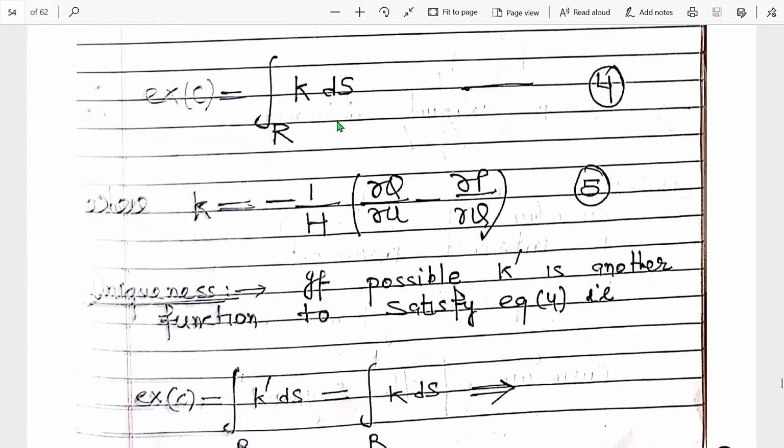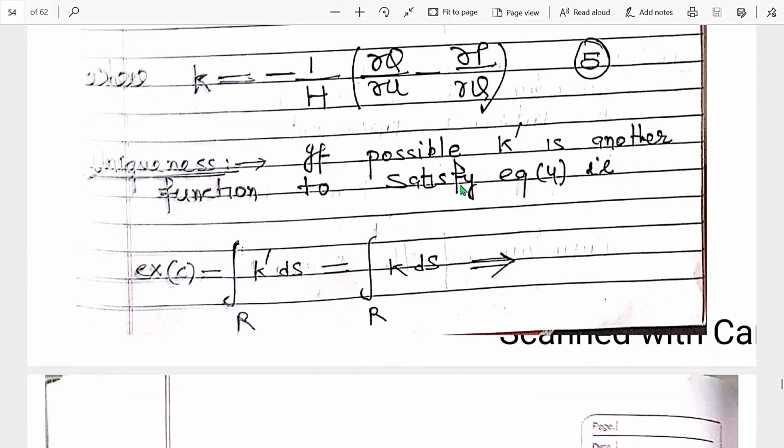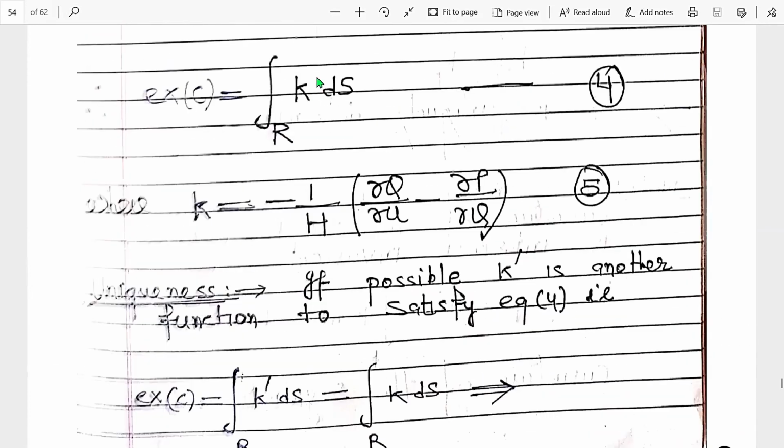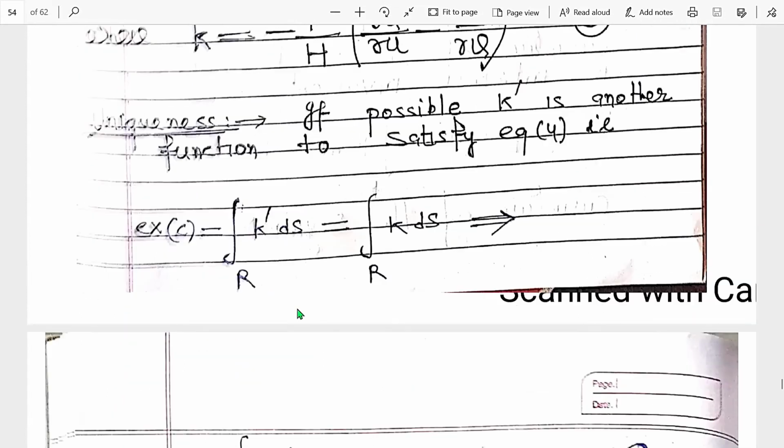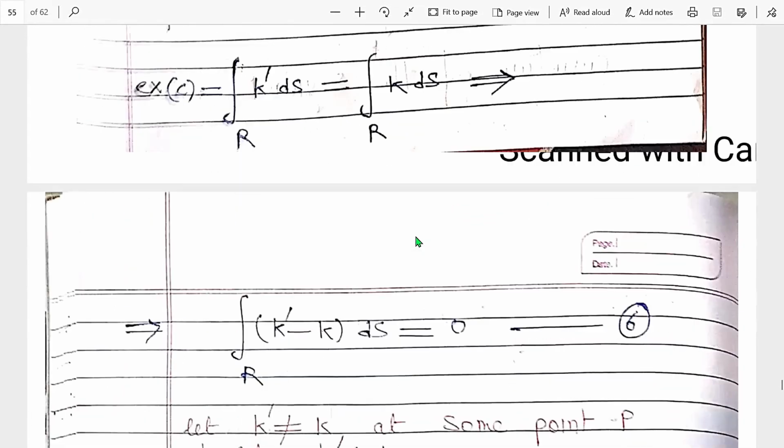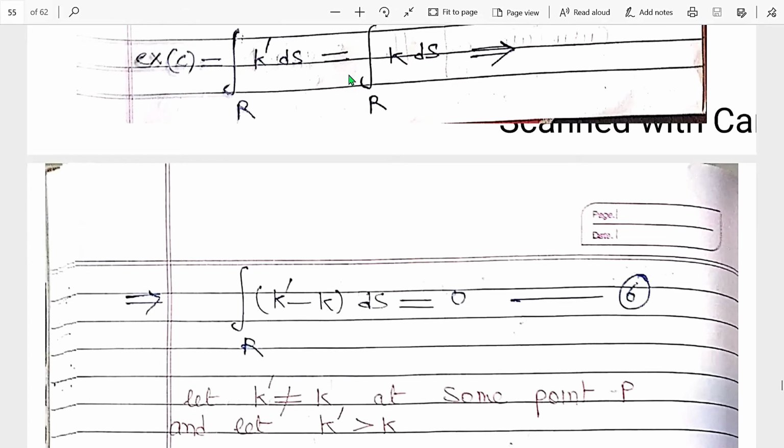Now, in order to prove the uniqueness of the result, this is our result, the Gauss-Bonnet theorem. Now for uniqueness, if possible, suppose we have two values, one is K and the second is K dash, that satisfy equation number 4. If both satisfy it, then both are equal, and if they are equal, then the difference is 0.